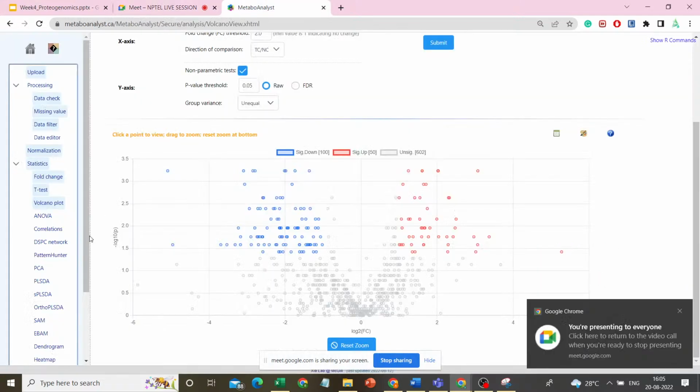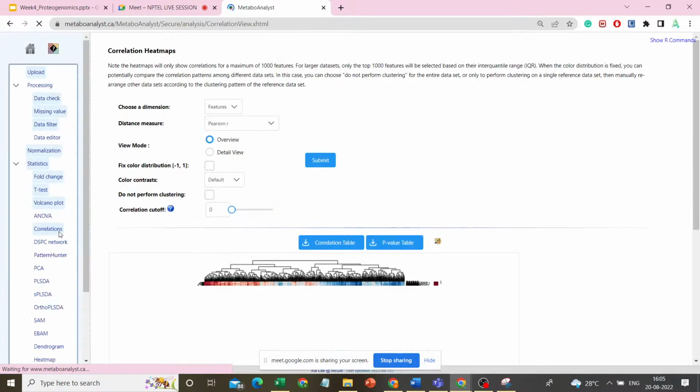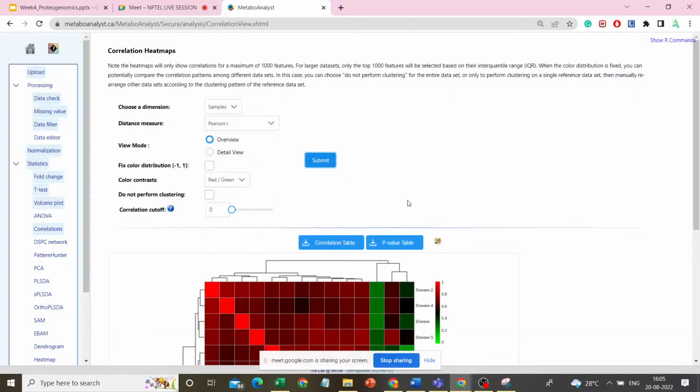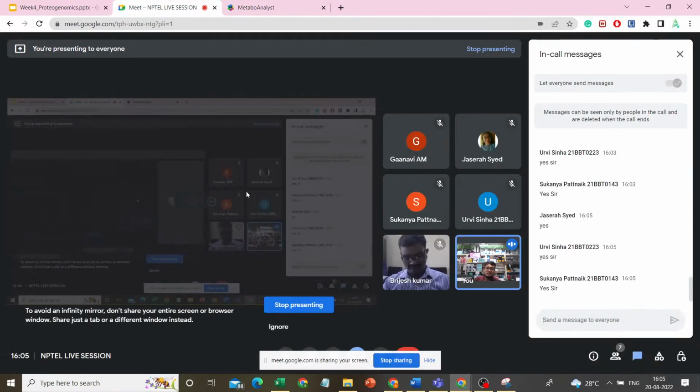Now if we go for the correlations, the sample to sample correlations, we will choose the samples Pearson R. Color contrast you can give and you submit it. So here you can see control to disease. Mostly in the biological samples, because the biological samples mostly remain the same, the correlation generally should come above 0.7.